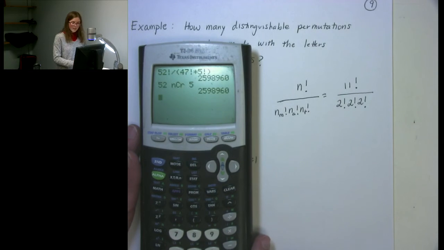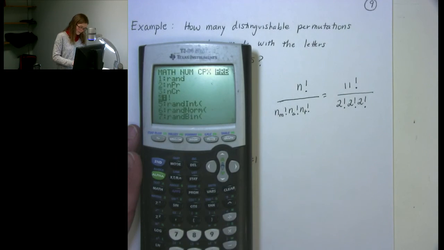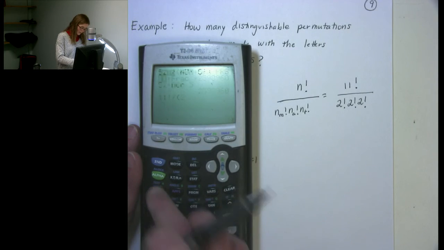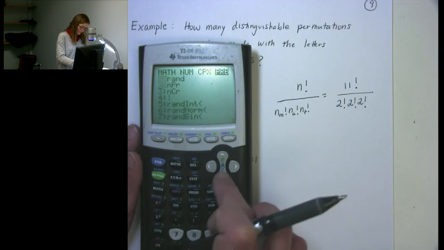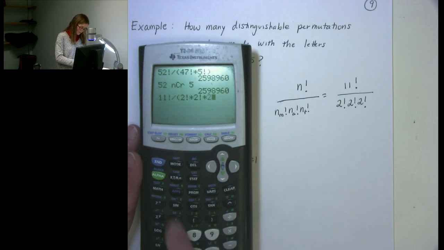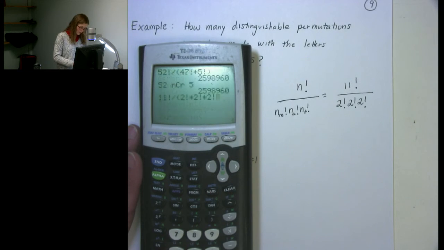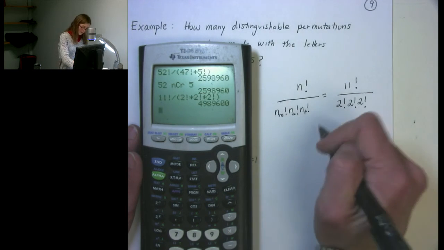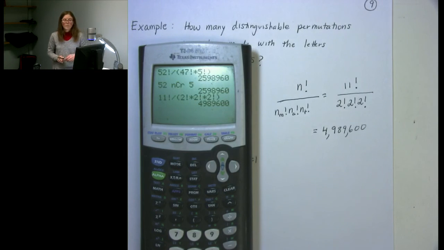So again, just doing this in the calculator, I've got 11 factorial, divided by 2 factorial, times 2 factorial, times 2 factorial, and that will give me my answer, which is 4,989,600 different ways that we could distinguishably permute the letters in the word mathematics.